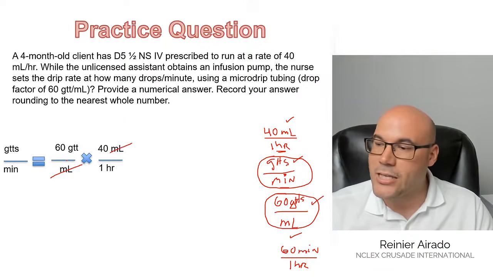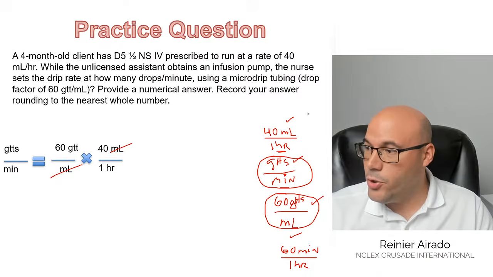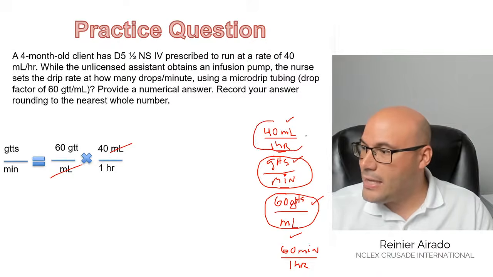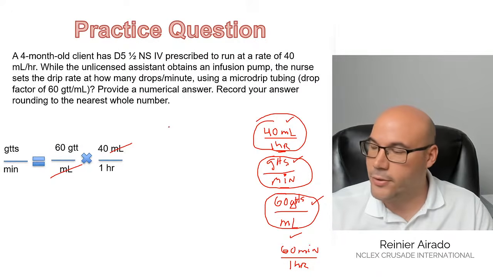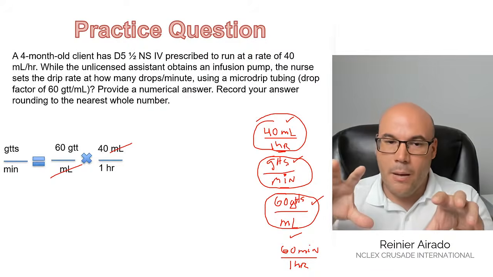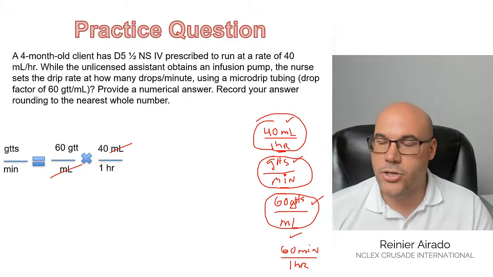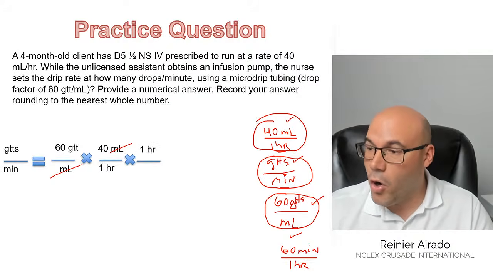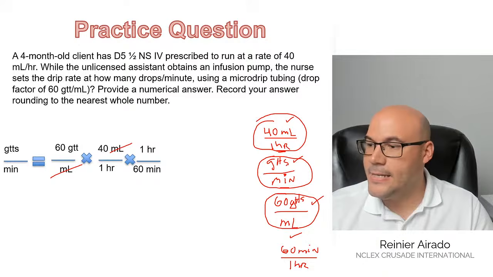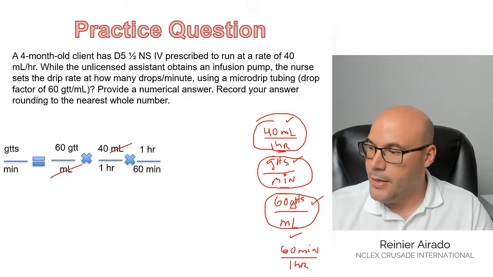Now I need to cancel hours. How do I do that? How do I cancel hours? I have to use the conversion factor and change hours to minutes. How do I plug it into the equation? I'm going to put 1 hour over 60 minutes.